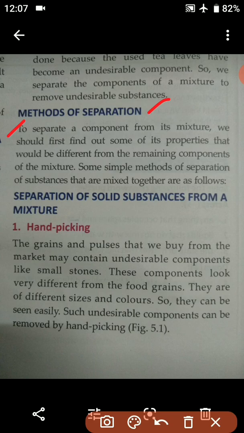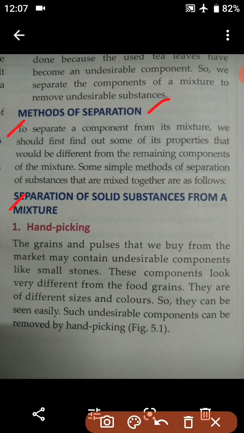So students, whenever we have to separate a component from a mixture, we have to know about the property of the substance which is different from the remaining components. Okay. So for that we are going to understand these simple methods of separation of substances that are mixed together.